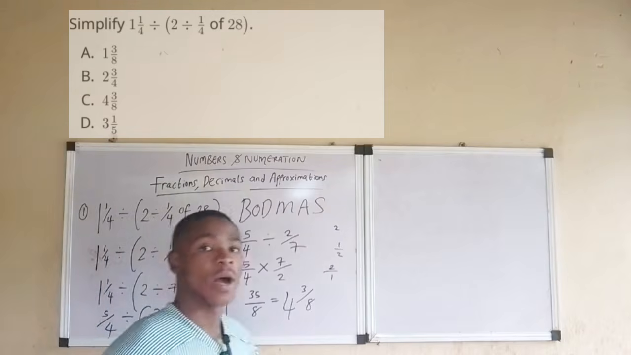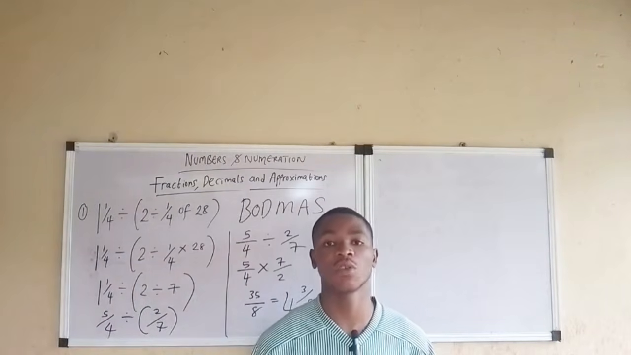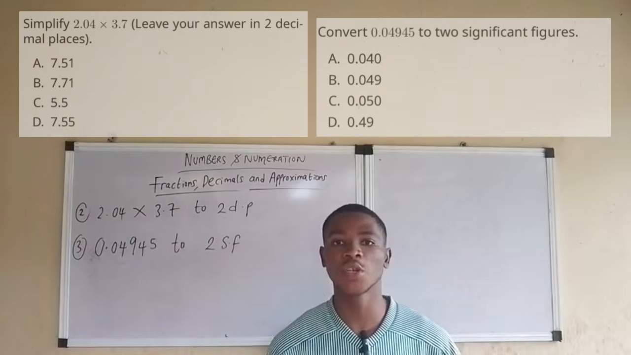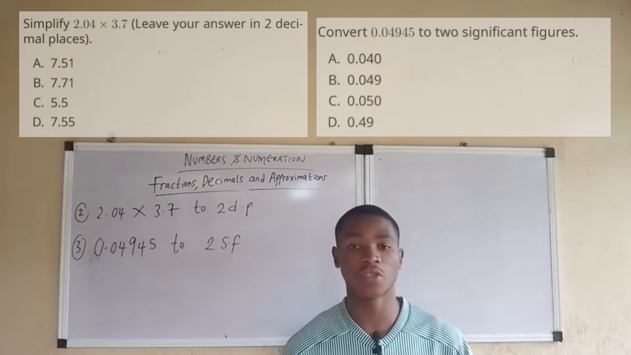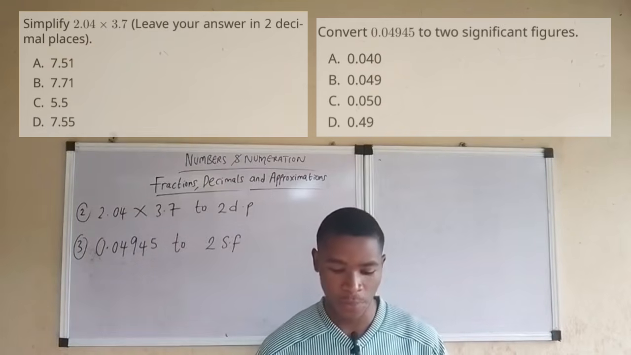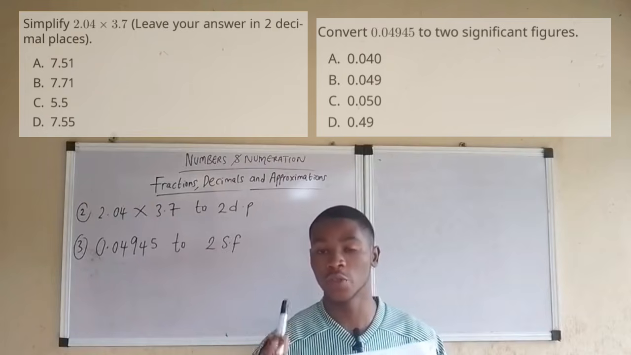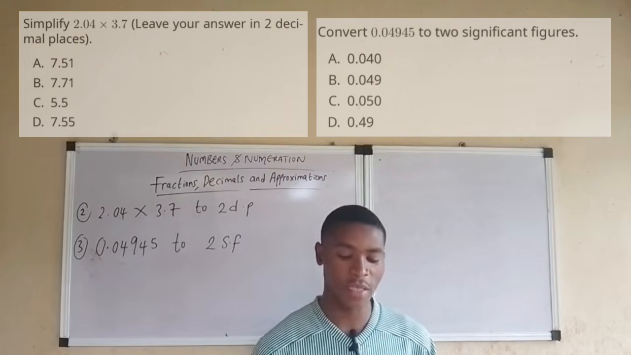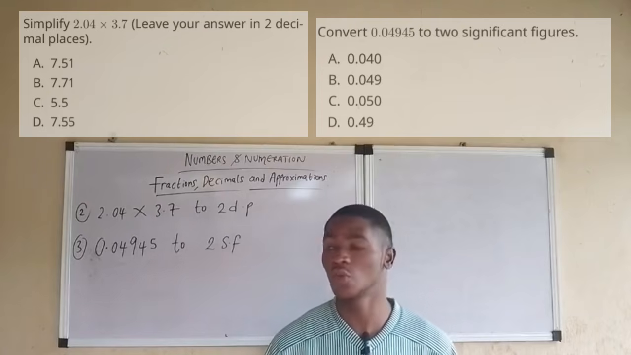So having solved this first question, we're going to take another question on the same aspects of fractions, decimals, and approximations. All right, now we're going to be taking question 2 and question 3. Question 2 asks us to simplify 2.04 times 3.7, and we're asked to leave our answer in 2 decimal places. Question 3 says we should convert 0.04945 to 2 significant figures. So how do we do this?